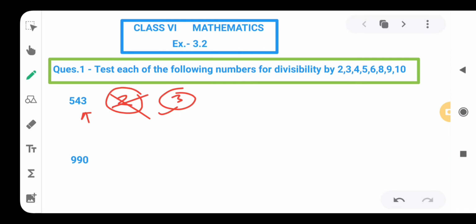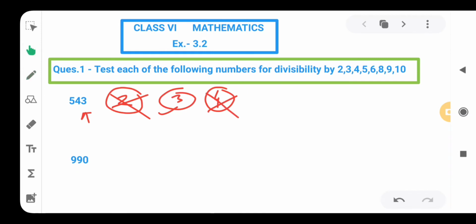Then let's take 4, divisibility test by 4. According to the divisibility test by 4, we have to take the last two digits and check whether these two digits are divisible by 4 or not. So here we are going to check whether 43 is divisible by 4 or not. The answer is 43 is not divisible by 4. That's why 543, the entire value, is not divisible by 4. So 4 is not a divisor of 543.